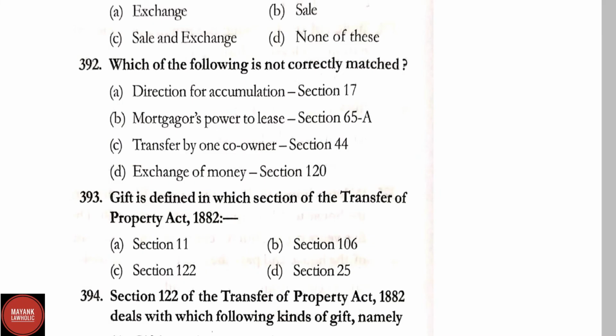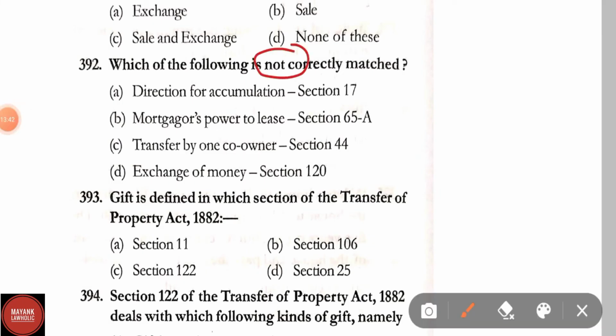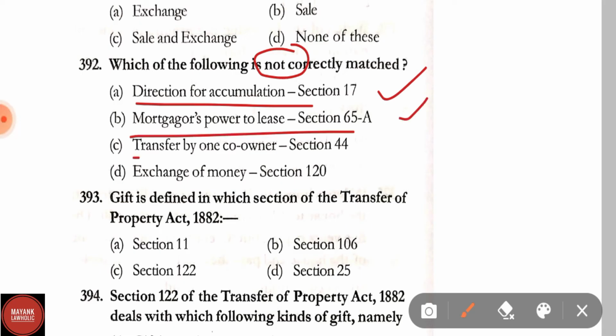Question number 392. Which of the following is not correctly matched? Direction for accumulation, Section 17, correct. Mortgagee's power to lease, Section 55A, correct. Transfer by one co-owner, Section 44, correct. Exchange of money, Section 120. This is not correct. Option D is not correct.